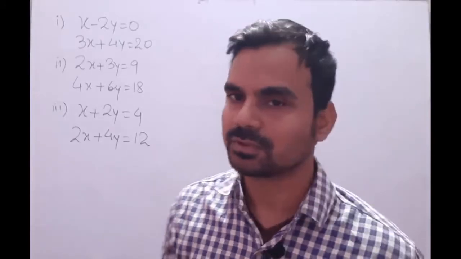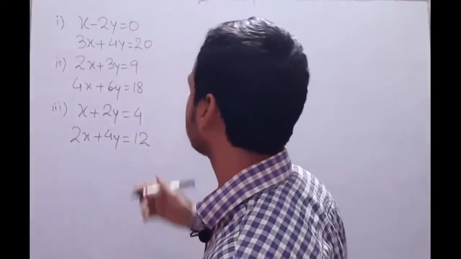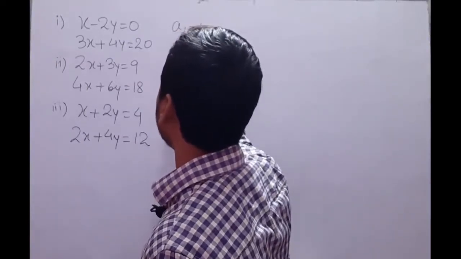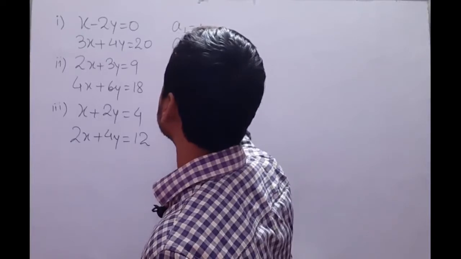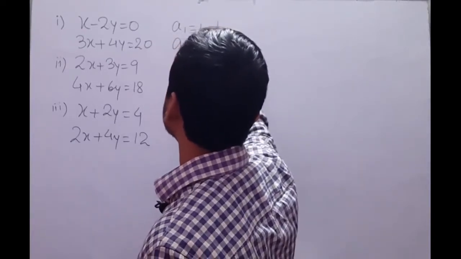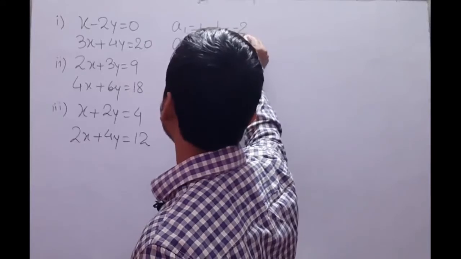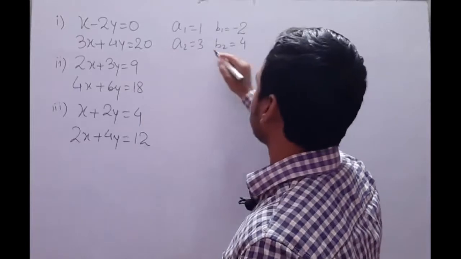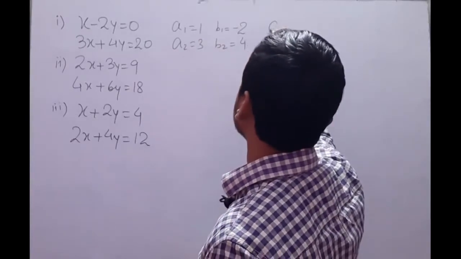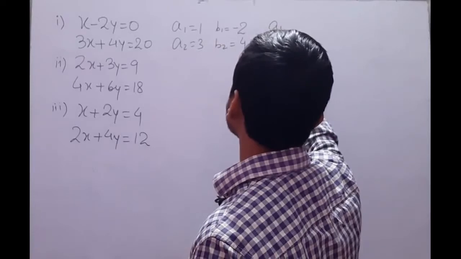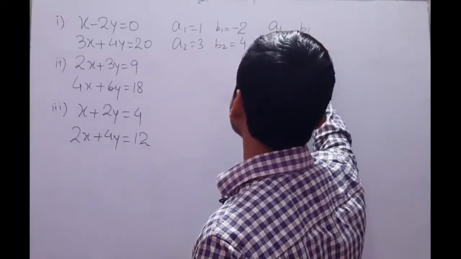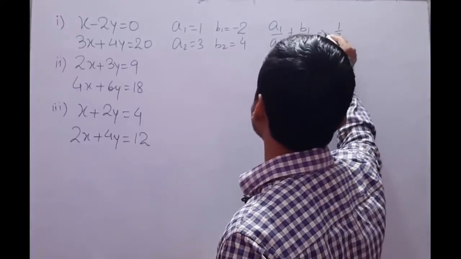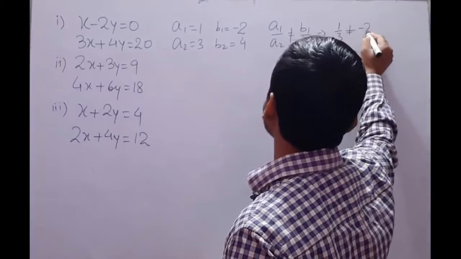For this, what we will do is find out a1. So a1 here is 1, and a2 is 3. b1 is -2 and b2 is 4. So by seeing it, we can easily say that the ratio a1 by a2 is not equal to b1 by b2. It means 1 by 3 is not equal to -2 by 4.